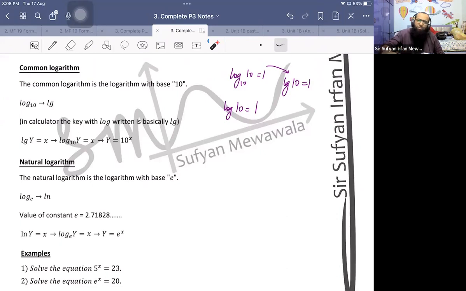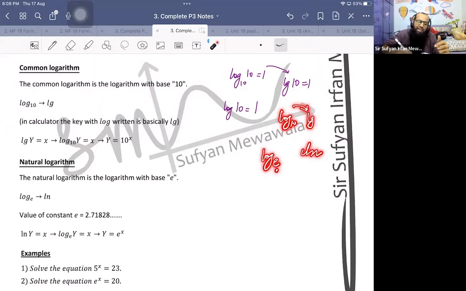Natural logarithm क्या होता है भाई? Natural क्या होता है? Log with a base of 10 is known as common logarithm. Log with a base of e is known as natural logarithm. Log with a base of 10 को हम LG कहते हैं. Log to the base of 10 is written as LG. Log to the base of e is written as ln.